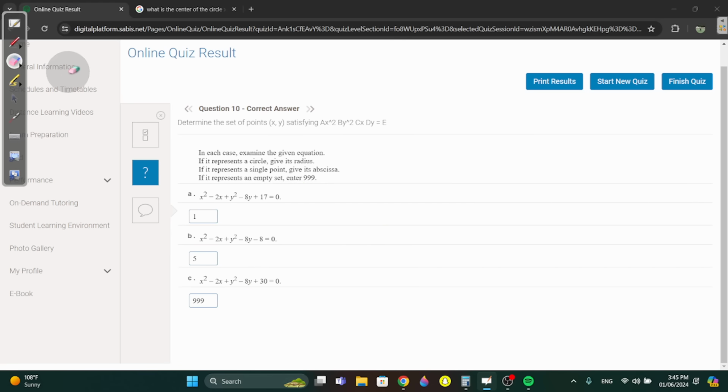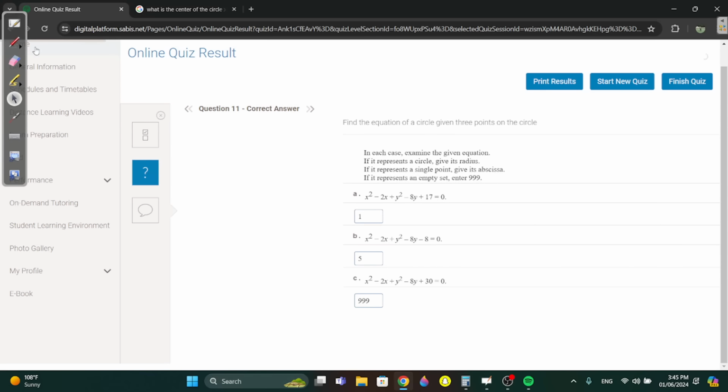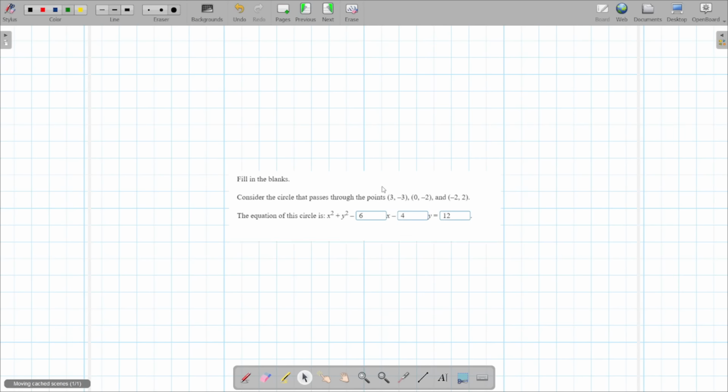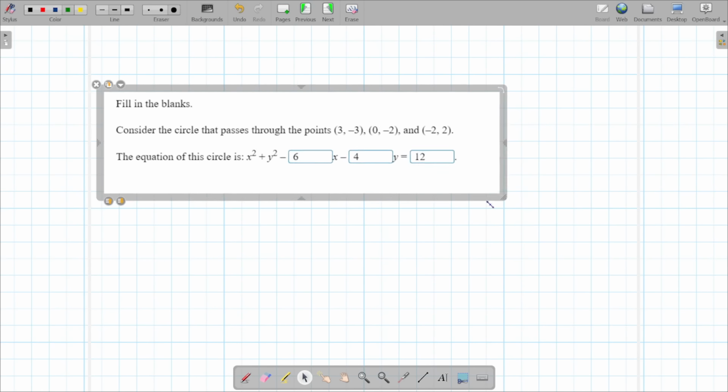Okay, question 11. Consider the circle that passes through 3 points. This question took me half an hour to solve, not because it's hard, just because I was being stupid. You need to be very careful. If you have a calculator, and you will in the final, and in the AMS, it's very, very easy.